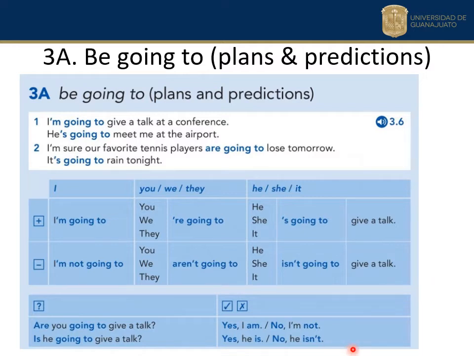En esa estructura del going to or be going to, todo eso es el auxiliar. Esas tres palabras son auxiliares para utilizar el futuro para planes y predicciones. ¿Ok? Aquí nada más estamos viendo el be going to, pero recuerden que para hablar en futuro también utilizamos el will, but that will be a different lesson.